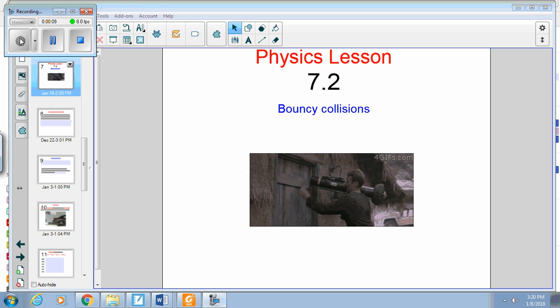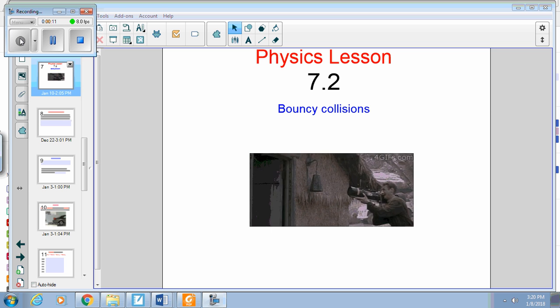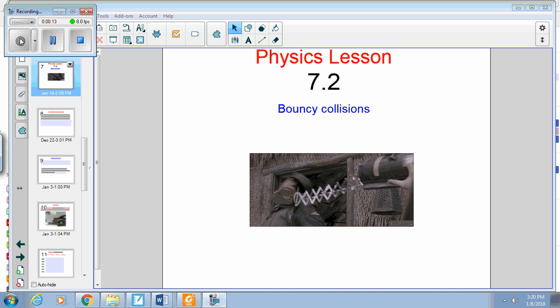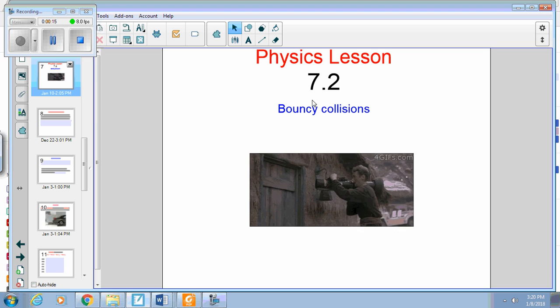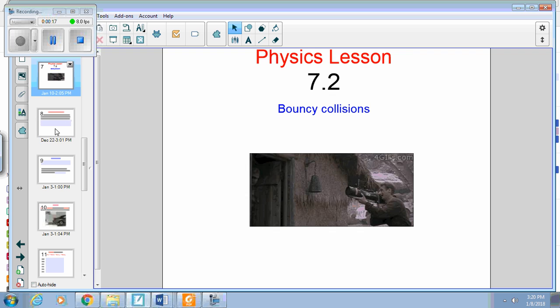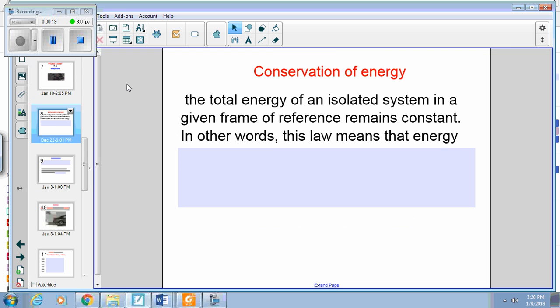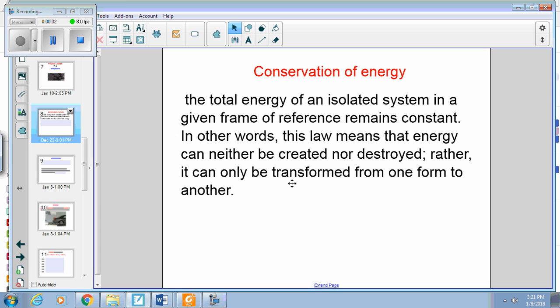7.2 bouncy collisions. All right, so welcome to physics lesson 7.2, bouncy collisions. Before we get started, we need to talk about this thing called the conservation of energy. Basically, whenever we have a closed system, our energy remains constant. It's only changing forms. It's not created and it's not destroyed. The amount of energy that you put in stays there. It's just transferring from one type to another.